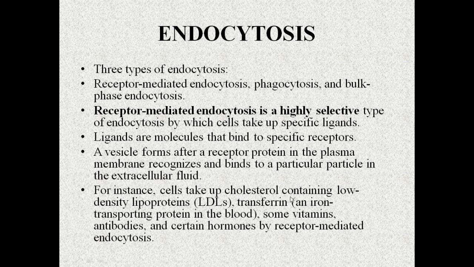So cells take up cholesterol containing LDL, transferrin, an iron transporting protein in the blood, some vitamins, antibodies, and certain hormones by this particular method, receptor mediated endocytosis. So this LDL, this transferrin, vitamin, antibody will act as ligand. For these ligands there will be specific receptors present on the plasma membrane. When they bind, the cell will recognize the binding and immediately it will form a vesicle.